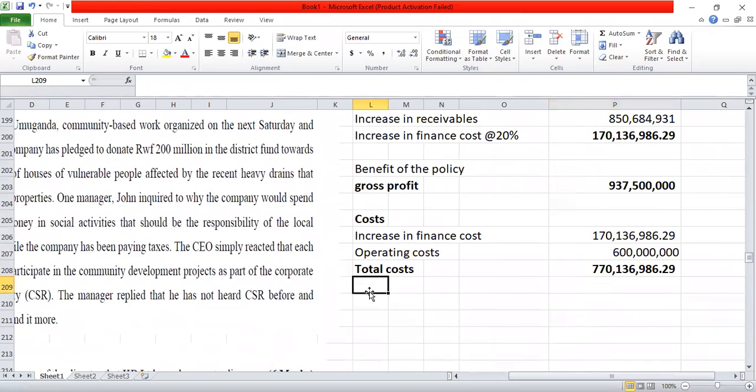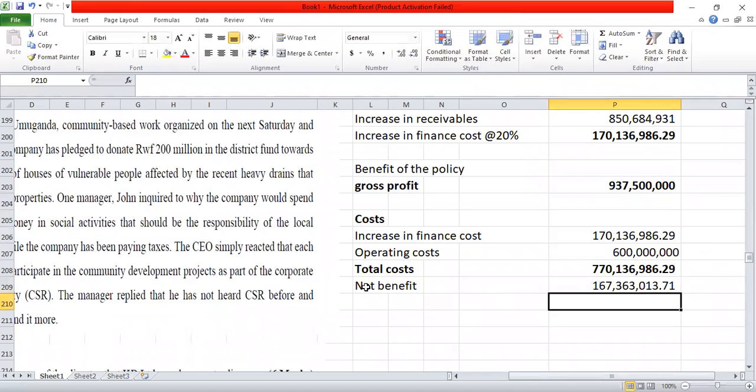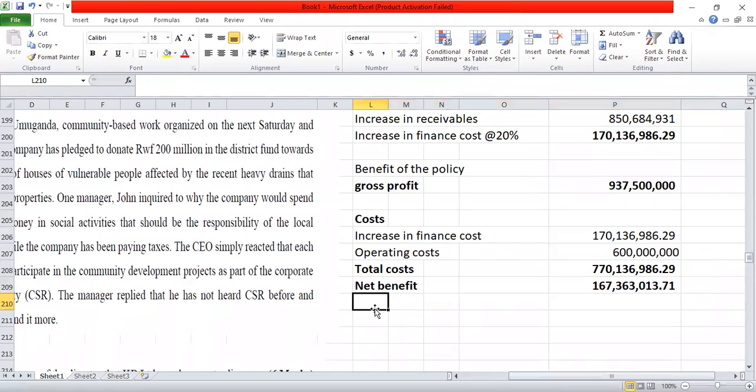So now we can get our net benefit, which is going to be our gross profit minus these costs. So your advice is that the company should change the credit policy.